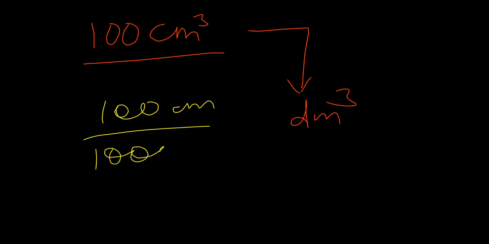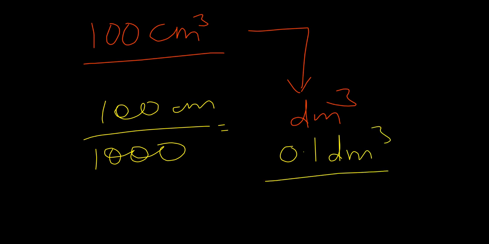When you divide by 1000, whatever you get will be in dm cube. So here, when you divide that by 1000, it will give you 0.1 dm cube. So remember, to convert from cm cube to dm cube or to liter, just divide the value given to you in cm cube by 1000, and that's all you need to do.